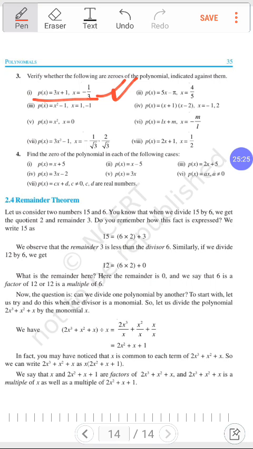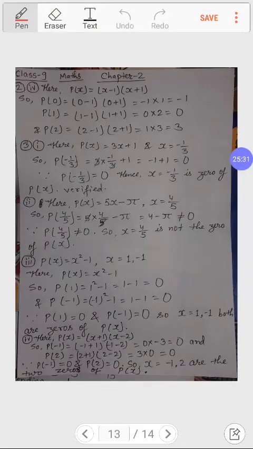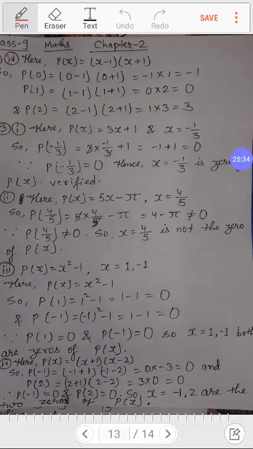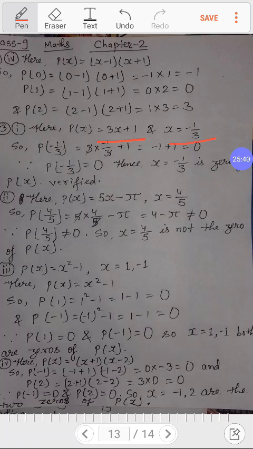So if you will see how I had made it, let's see, here I had made number 3. Here Px is equal to 3x plus 1 and x is given how much? Minus 1 by 3. So what we will do, in place of x we will be keeping minus 1 by 3. So P of minus 1 by 3 is equal to 3 into minus 1 by 3 plus 1. 3 got cancelled and minus 1 is there. So minus 1 plus 1 is 0. In the same way P of minus 1 by 3 is equal to 0. Here what happens? At last comes 0.